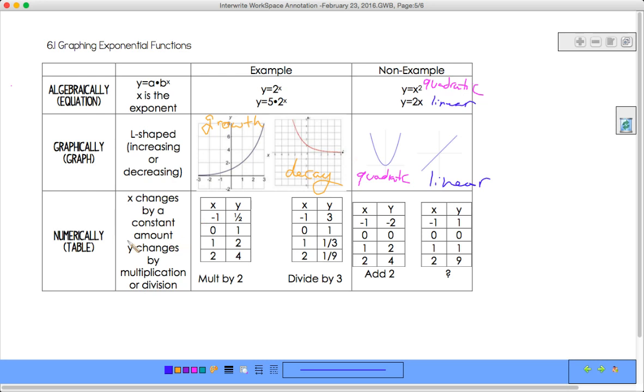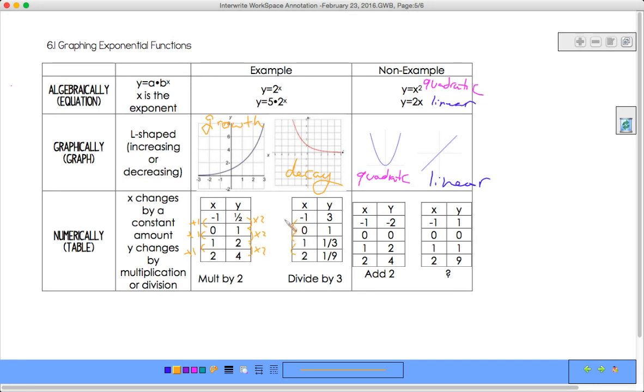Okay, and then we have from a table. We can also tell from a table whether or not this thing is exponential, linear, or quadratic. So here, it says x changes by a constant amount, and y changes by multiplication or division. So here, I'm going up 1, up 1, up 1. X is changing by a constant amount. But y is changing by multiplication. So this is times 2, times 2, times 2.